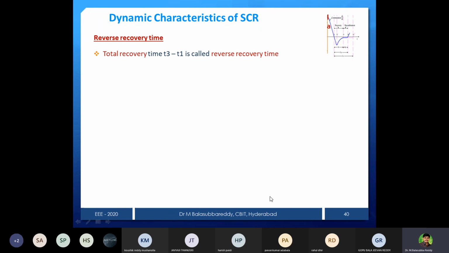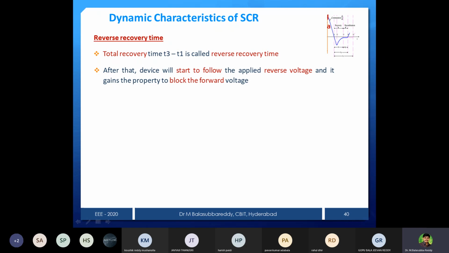Now the total recovery time T3 to T1 is what we call the reverse recovery time. The statement is: to remove the excess charge particles from the outer junctions, we call it the reverse recovery time. After that, the applied reverse voltage starts to appear, and the device is able to try to block the forward voltage. But what about the gate recovery time? That means our TGR.